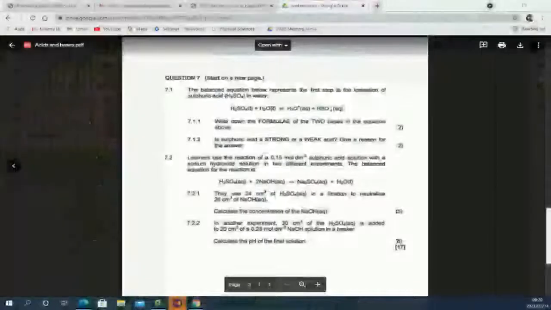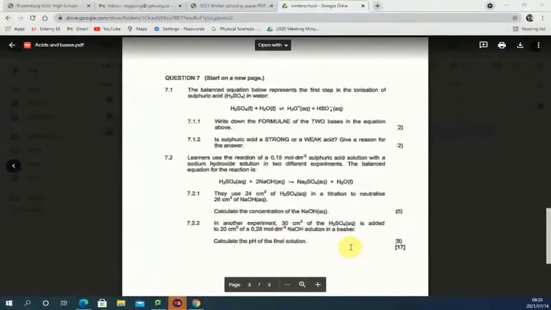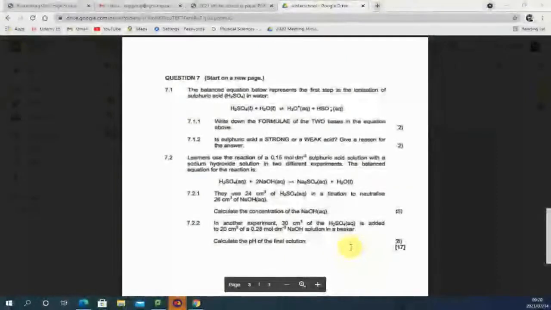Right, so the next question, in another experiment, 30 centimeters cubed of sulfuric acid is added to 20 centimeters cubed of a 0,28 mole per decimeter cubed sodium hydroxide solution in the beaker. Calculate the pH of the final solution. Now this is a classic question. This question pops up over and over and over again.